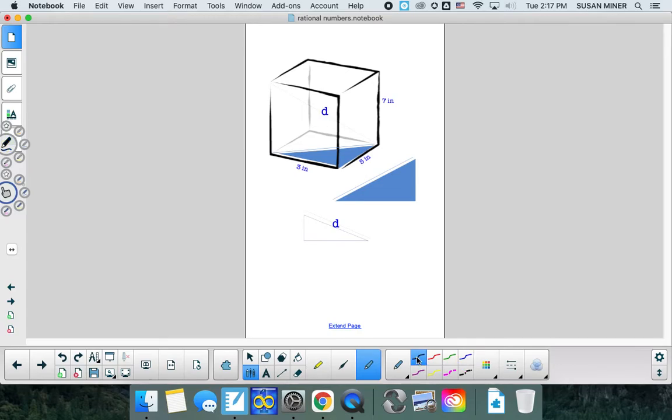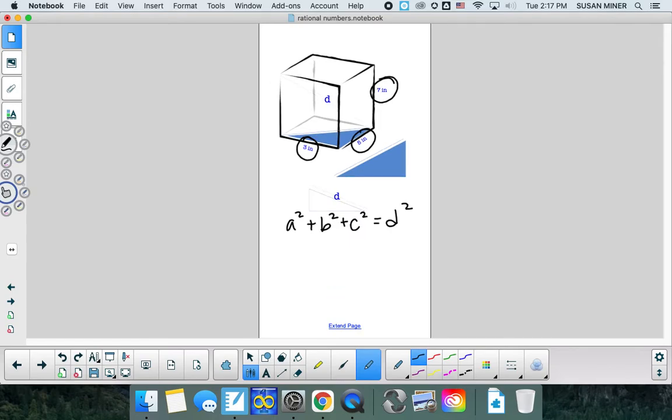Okay, I hope you paused the video and tried this on your own. With my diagonal, a squared plus b squared plus c squared equals the diagonal squared, d squared, right? So here's my 3 sides, 3, 5, and 7. I'm going to substitute those into my equation here. So I'm just going to label these A, B, and C. And so 3 squared plus 5 squared plus 7 squared is equal to D squared.